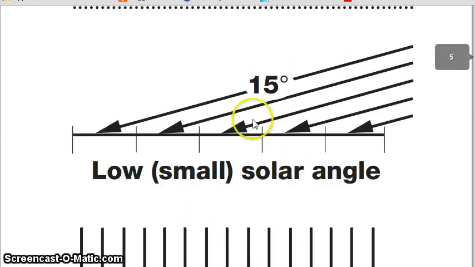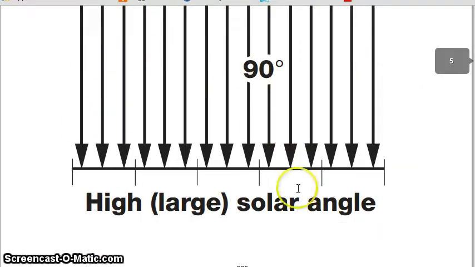When we look back at this low solar angle, this would be the stretched out or elongated circle that we got when we tipped the flashlight to the side, which would give us more spread out energy over a larger area, but not as concentrated. More winter, and again, more summertime.